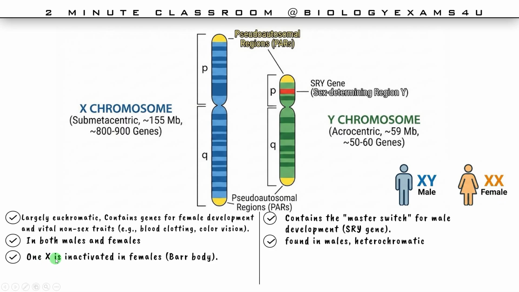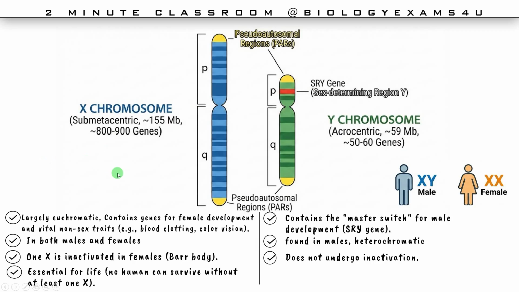One of the X chromosome is inactivated in females, which is called as bar body. This X chromosome is randomly inactivated in each somatic cell during early development to balance the gene dosage with males. As you see, in females there are 2 X chromosomes compared to males where there is only 1 X chromosome. Whereas Y chromosome does not undergo inactivation.